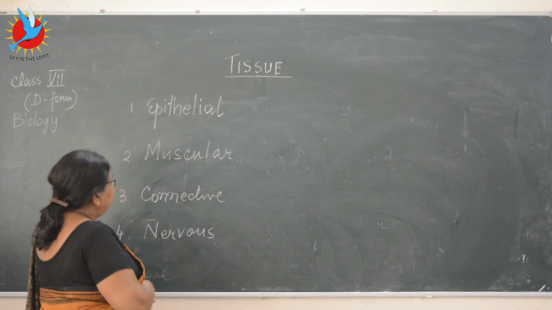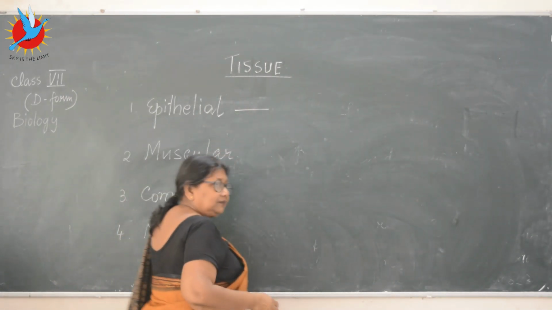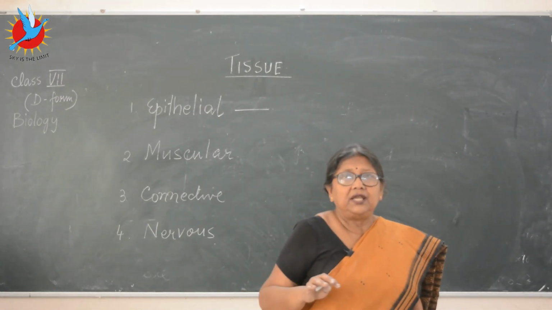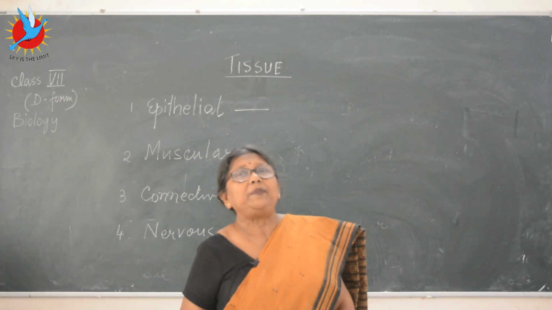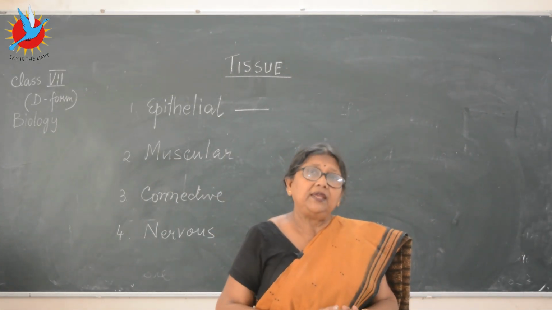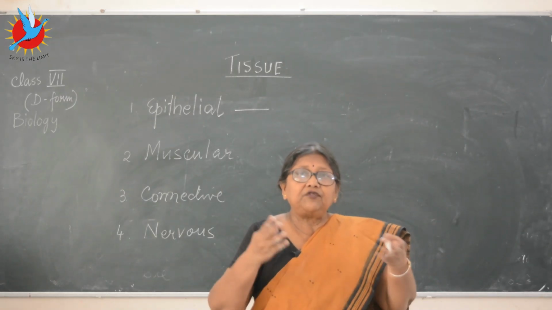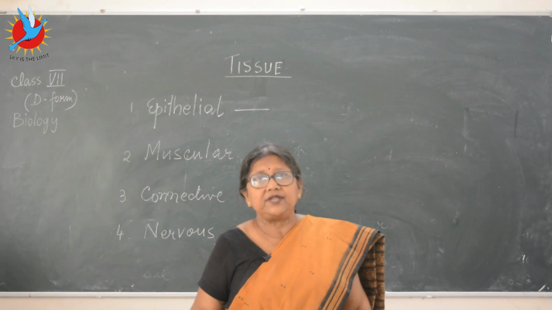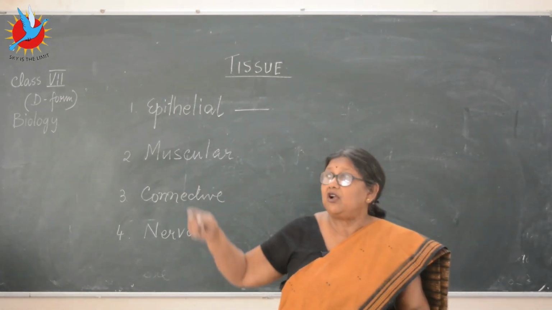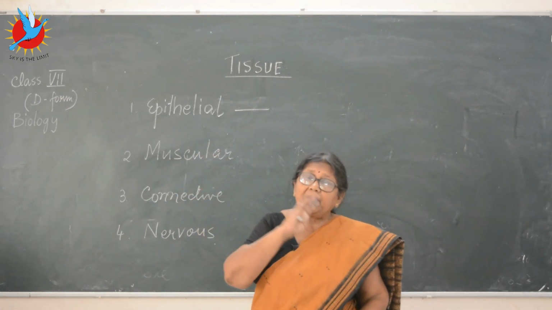So let's take the first one, epithelial. Epi means outer. So that means epithelial tissue will be that type of tissue which will make the covering of any particular organ or any particular structure. Like when you see yourself in the mirror, the skin, the outermost, it will belong to which type of tissue? Epithelial.